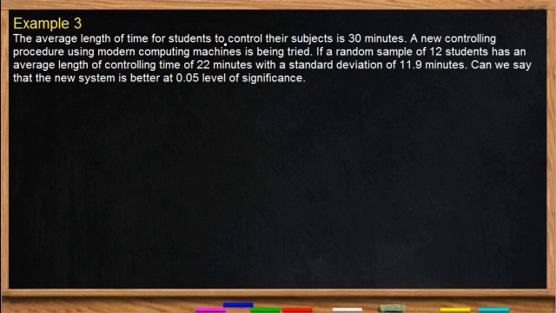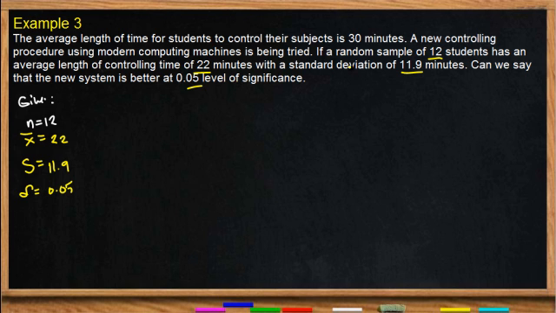So what are the given? Average length of time for students to control their subject is 30 minutes. Then, random sample of 12 students. So n is equal to 12. Average length of controlling time, 22 minutes. So x bar is equal to 22. Standard deviation S, since it is from the sample, is 11.9 minutes. Then alpha is 0.05.